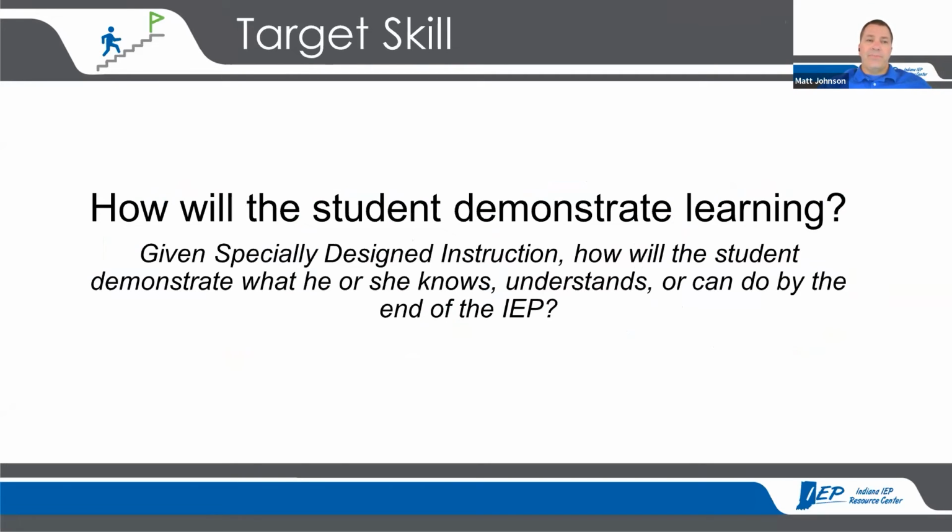So target skill is, think about how will the student demonstrate learning. Given the specially designed instruction, so you don't need to write that in your goal, by the way, because that's a given. If you're writing a goal, the student is receiving specially designed instruction, or at least should be. But we need to think about how will the student demonstrate what he or she knows, understands, or can do by the end of the IEP.